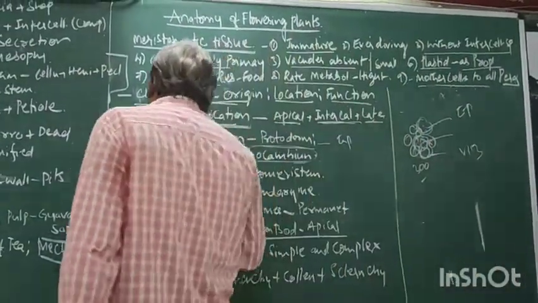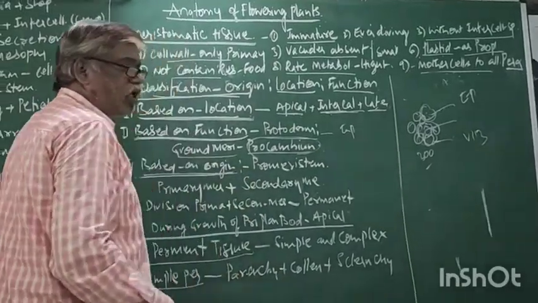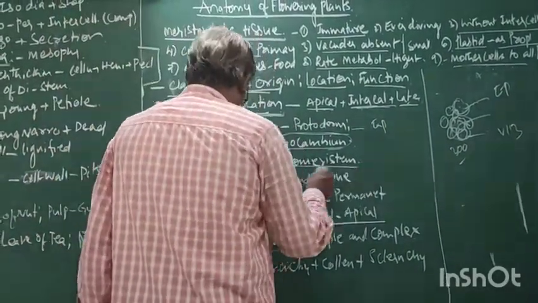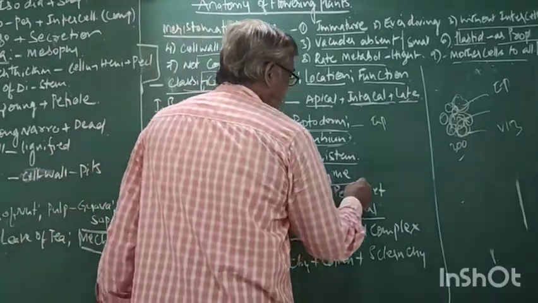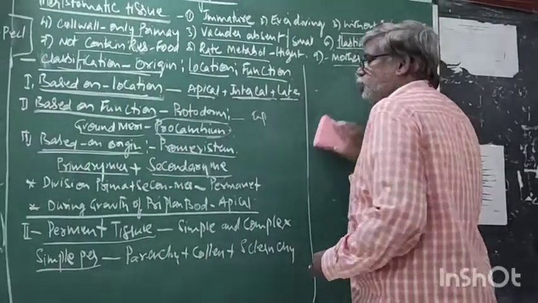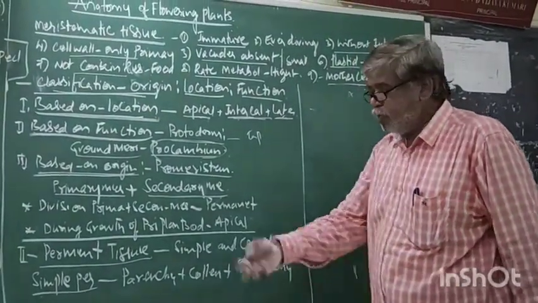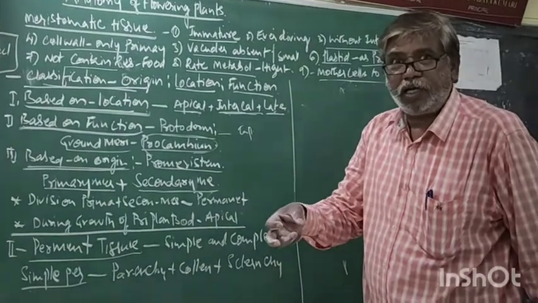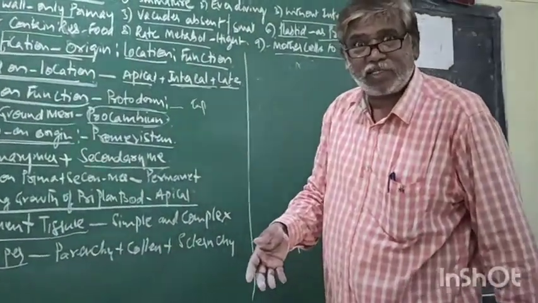Now come to the classification based on origin. It is somewhat complicated, just listen. Promeristem, primary meristem, secondary meristem. Now, when you take the seed, internally it contains the embryonal axis, that is the embryo.